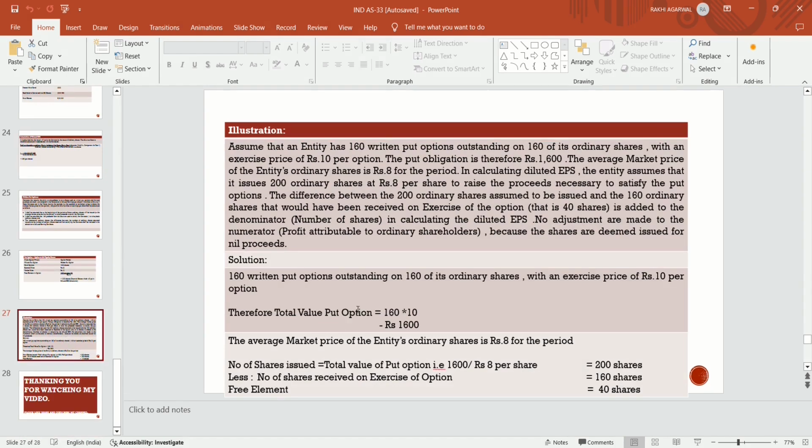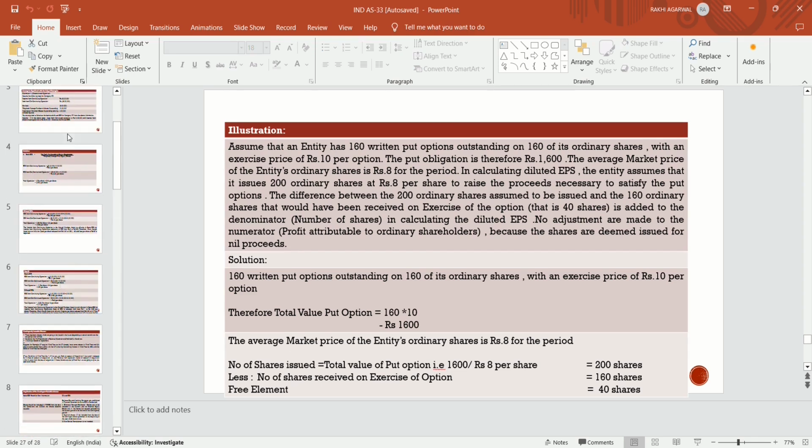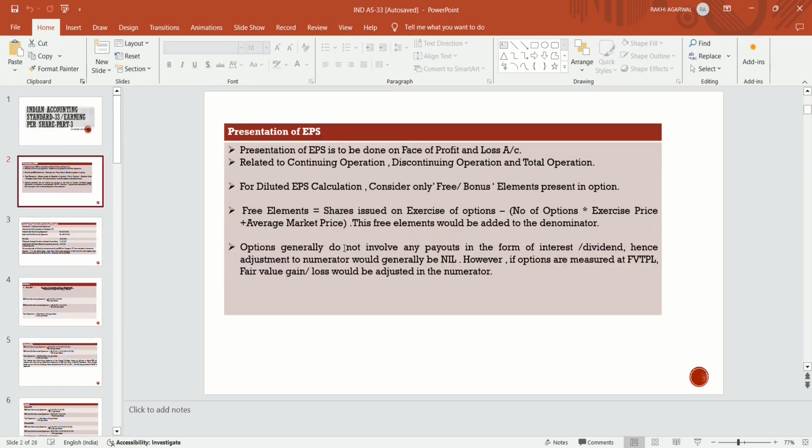Like the total value of put option is 1600, because 160 is the number of options into exercise price, that is 1600, and the average market price of the ordinary shares is rupees 8 per share. So number of shares issued is the total value of put option, that is 1600 divided by 8, that is 200 shares, less number of shares received on exercise of option, that is 160. 40 shares are the free element. We will disclose this in the presentation of the financial statement.